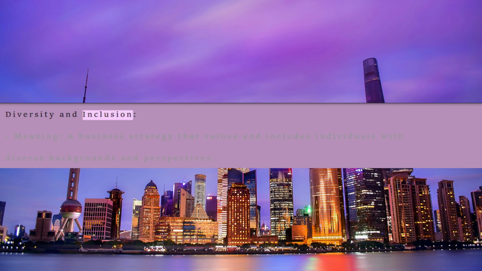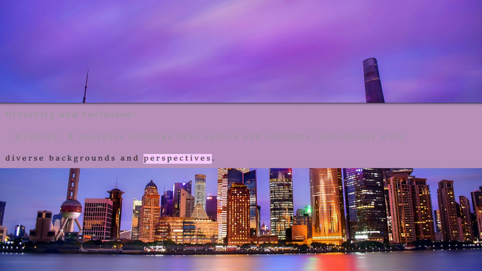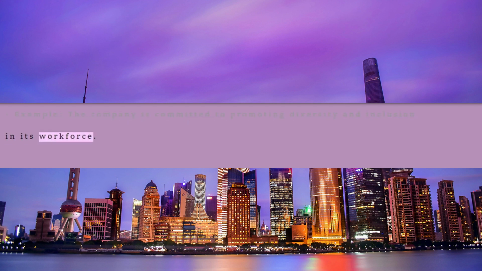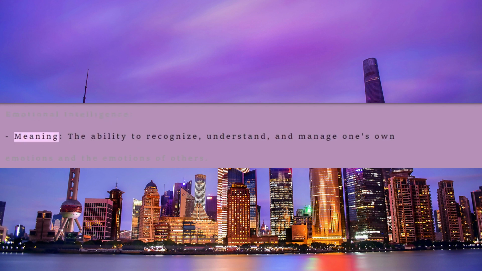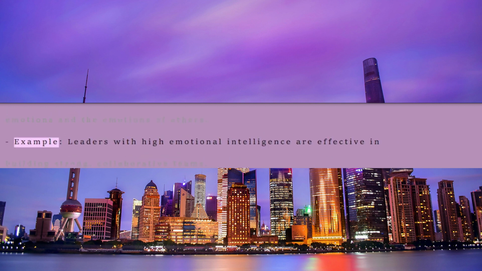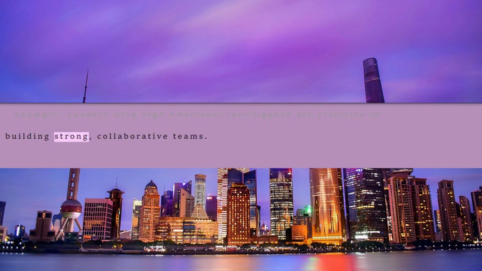Diversity and inclusion. Meaning, a business strategy that values and includes individuals with diverse backgrounds and perspectives. Example, the company is committed to promoting diversity and inclusion in its workforce. Emotional intelligence. Meaning, the ability to recognize, understand, and manage one's own emotions and the emotions of others. Example, leaders with high emotional intelligence are effective in building strong, collaborative teams.